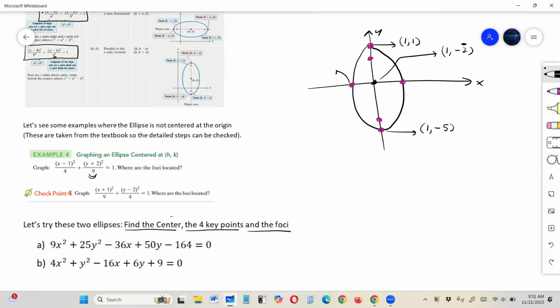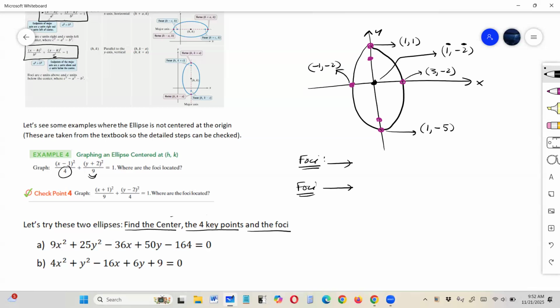Okay. Now on the minor axis, the distance from the center is square root of 4. So square root of 4, which is 2, from the location x equals 1, right? So 2 units to the right of 1, (3, -2), and 2 units to the left of 1, (-1, -2), okay? And now all I have to do is find the foci. So one is going to be above, one is going to be below the center.